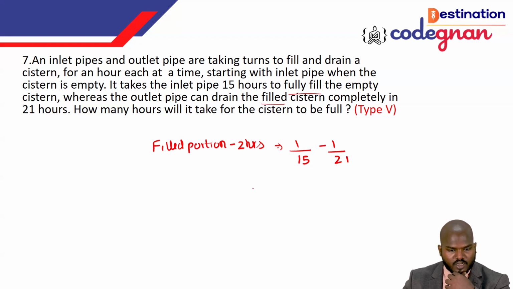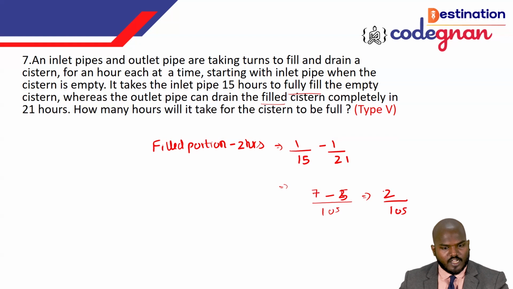If you see this one, guys, the LCM will give you 105. To get 105, I need to multiply by 7 here and by 5 there. It will give you the value 2 by 105. So that's what I get, and on multiplying by 49, you see that the filled portion keeps on increasing here.